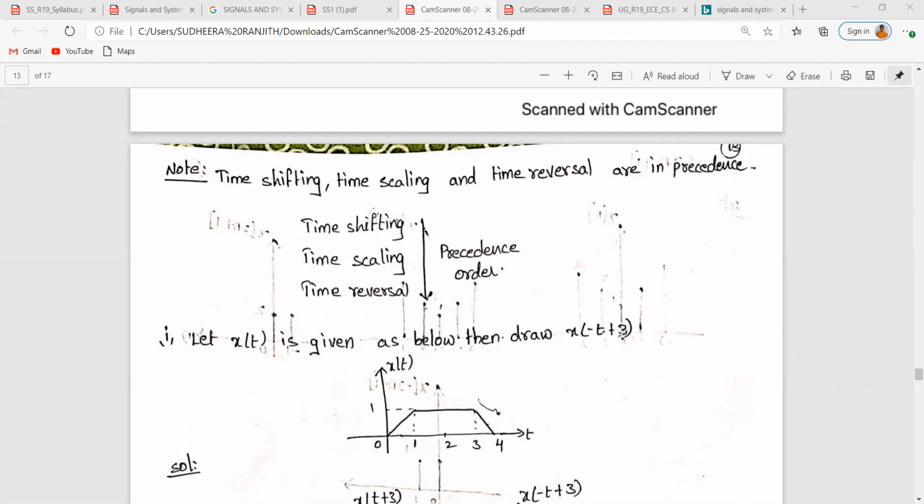So here 2 operations are involved. One is time shifting and the second one is time reversal, isn't it? So first let us shift the signal. So t plus 3, isn't it? First we need to plot x of t plus 3, and then we need to take the reversal, x of minus t plus 3. Is it clear?